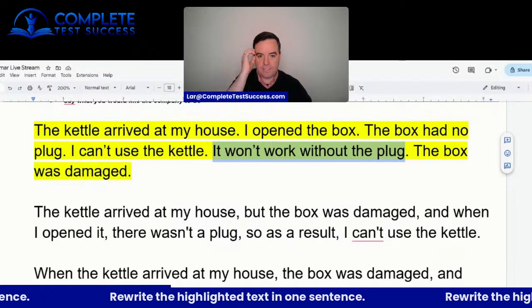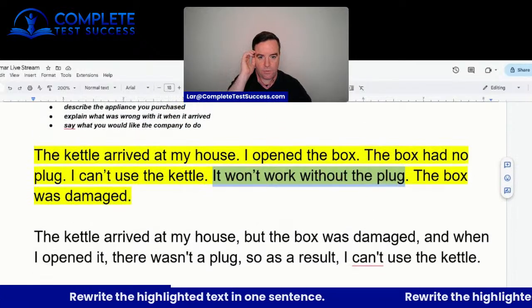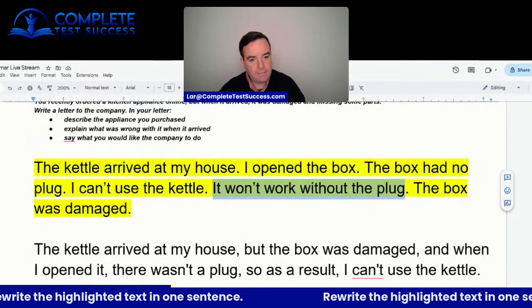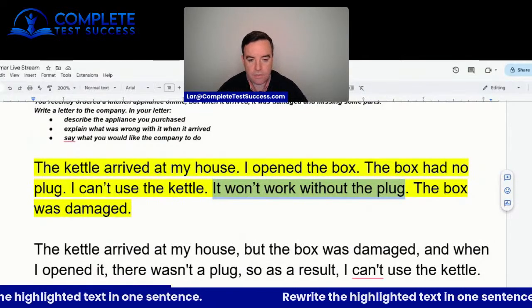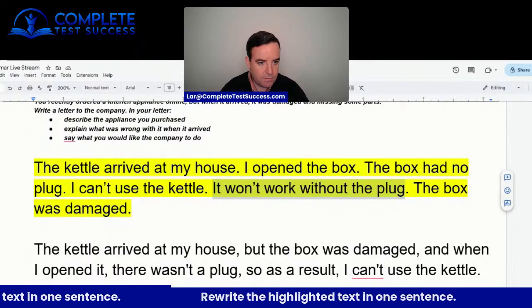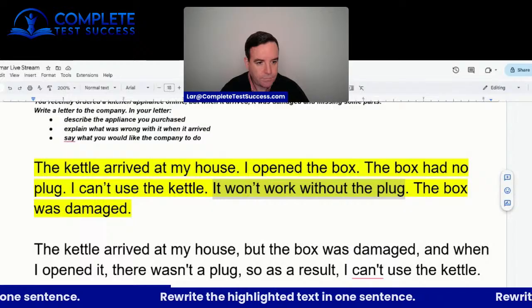So it's just unnecessary. So overall, that was actually a very, very good attempt. You have all the information there. It's clear. The grammar is very accurate. So that's actually a really, really good response there. Good job.